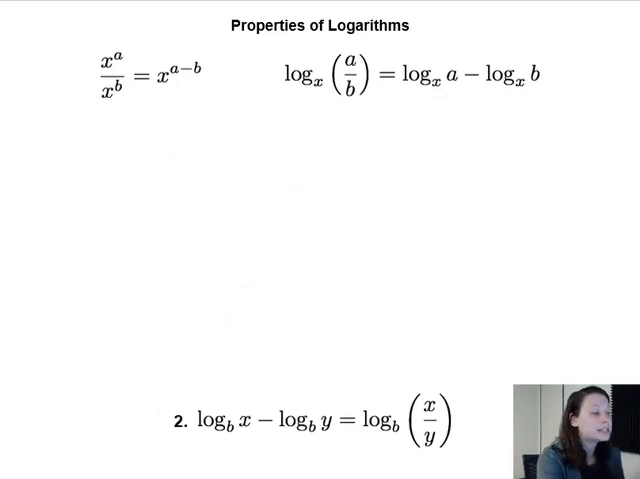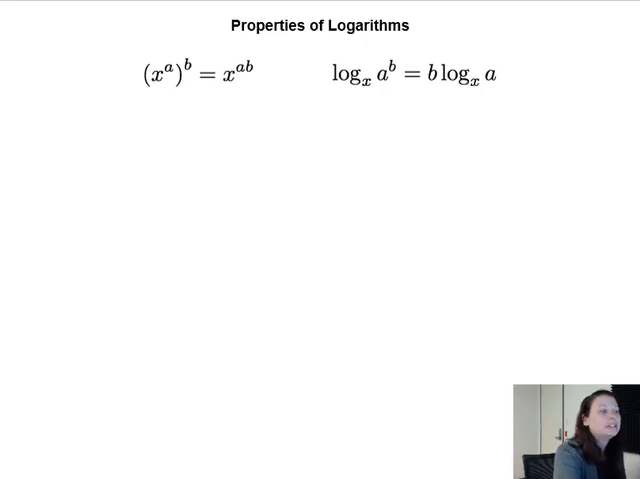So again, more concisely, log base b of x minus log base b of y is equal to log base b of x over y. Okay? So then we have a third one. This is that layered exponents, right? So x to the a, all to the b. That just means you multiply the exponents, right? Well, it's a little bit different with logs. If we have log base x of a to the b, that means we can take that exponent and multiply it down out front to make it b times log base x of a.